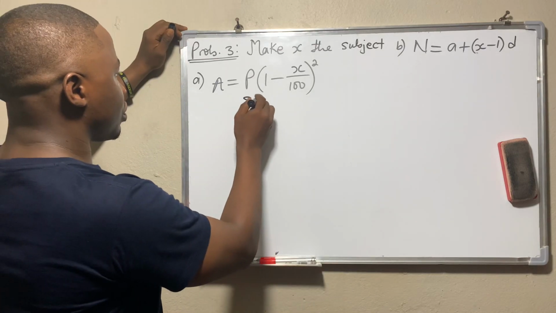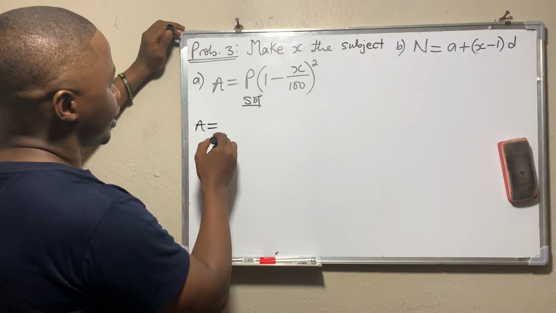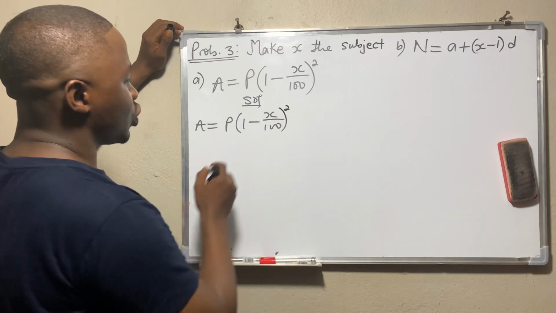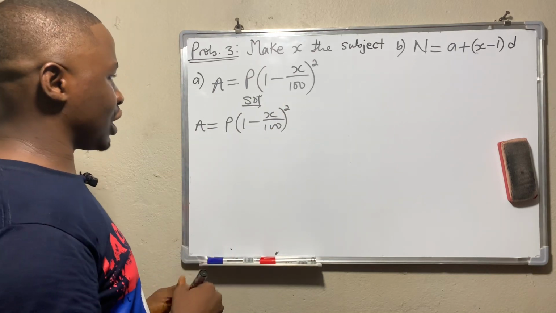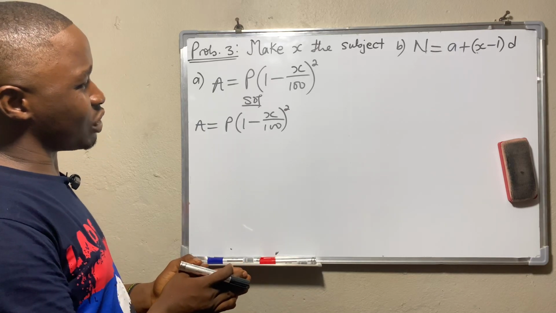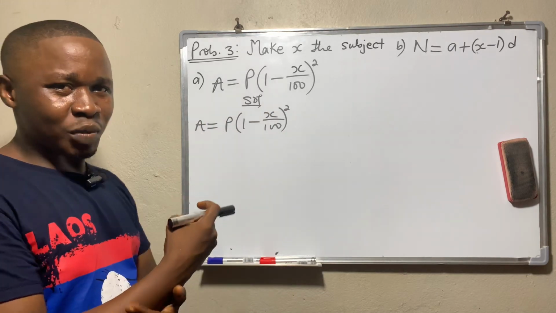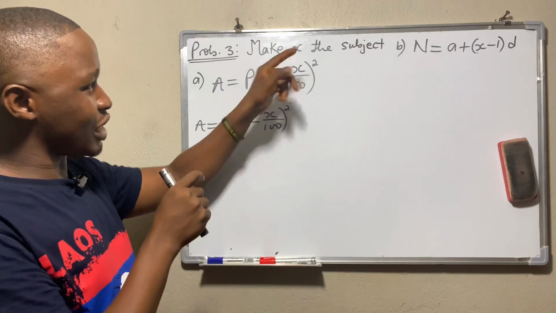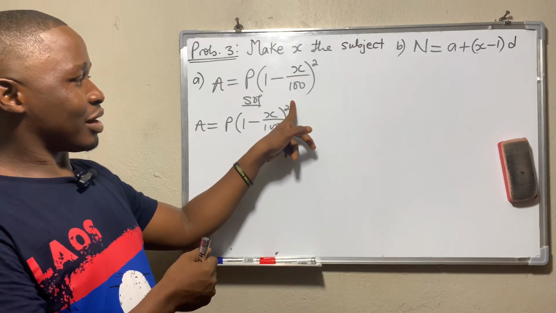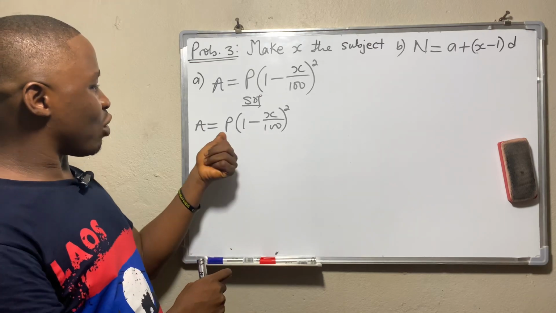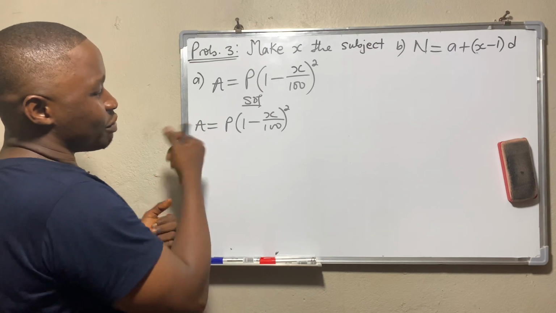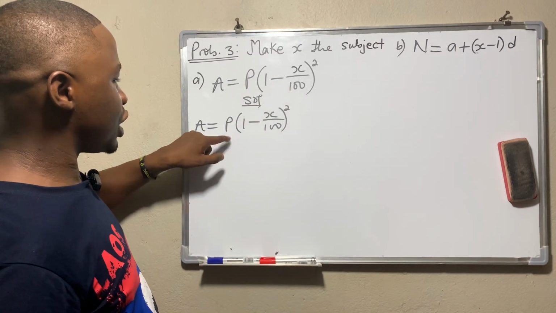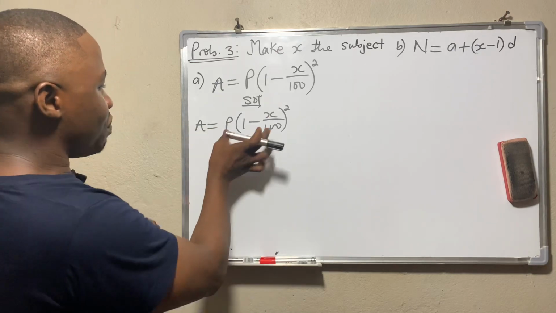Alright, so what do? We are given A as P multiplied by 1 minus x over 100 to the power of 2. Now ask yourself, what exactly do we want to make the subject? We want to make x the subject, but the x is in a bracket. One, the bracket that x is in is affected by a power. Secondly, it's also affected by what? A factor, a value here, p. So before we consider the power, we first of all need to destroy p. So we need to make sure that p disappears here.